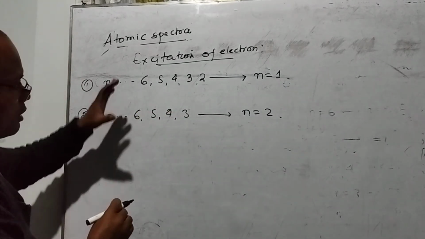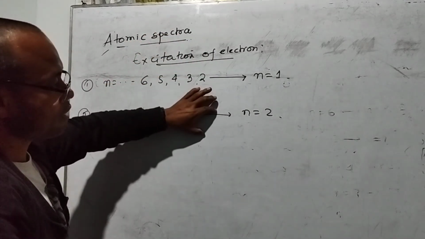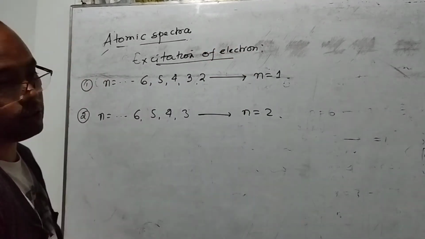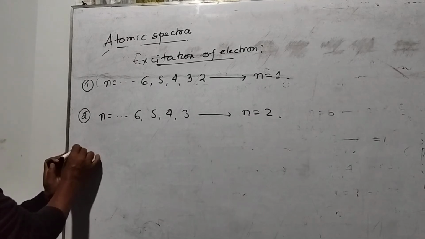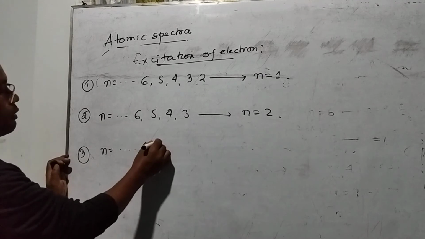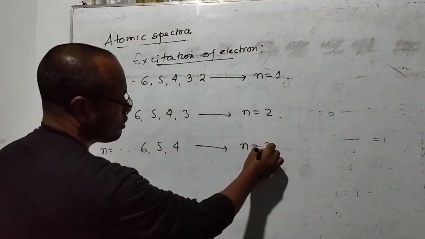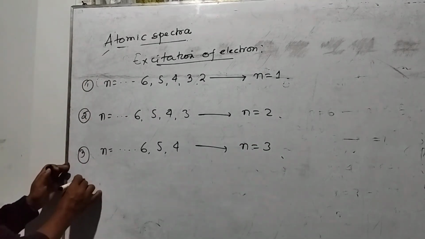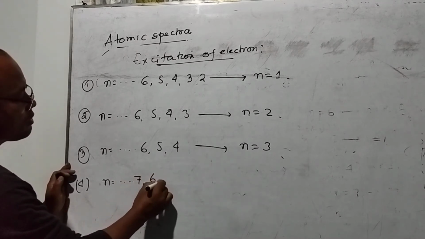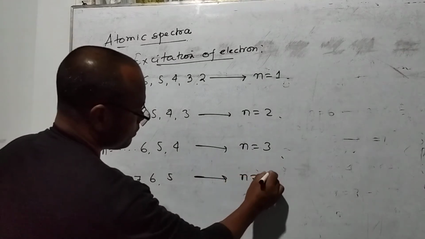Okay, so the spectra formed in this excitation of the electrons will be different because the lowest energy levels are different. Then in case 3, we can consider excitation from the higher energy levels. So I start from 6, 5, 4, with the lowest energy level being 3. Then next we can write n is equal to, I start from 7, 6, so here I just write 5. The lowest energy level is 4.